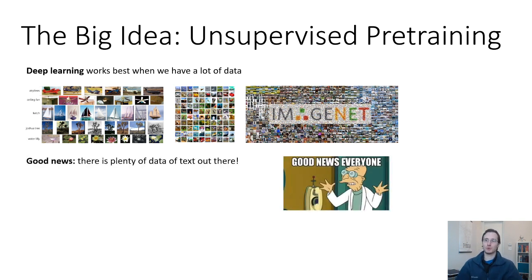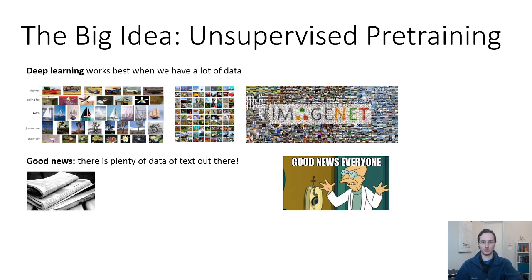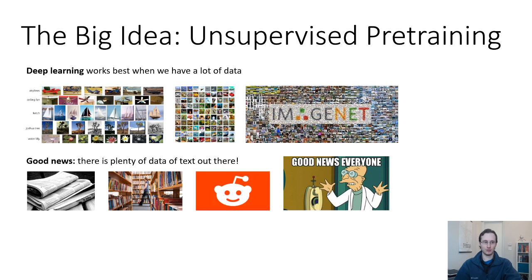So the good news in regard to NLP is that there's plenty of text data out there. So in principle, NLP should be a really great application area for deep learning methods because deep learning methods thrive on lots of data, and we have lots and lots of text data. Just go and download all of Wikipedia, download all of Project Gutenberg, scrape Reddit, get all the newspapers, all the libraries, all the social media websites, and you will get huge amounts of text representing real human written sentences containing real meaning. So that's great.